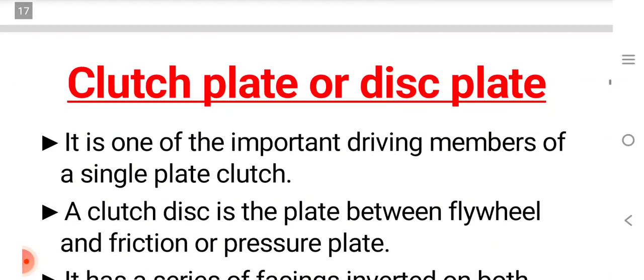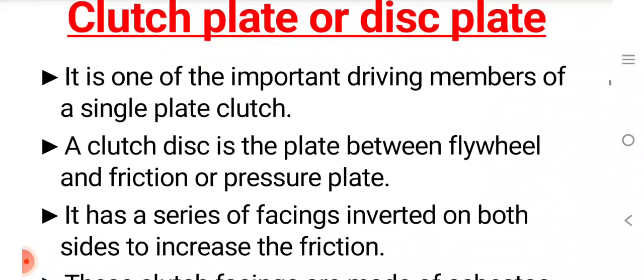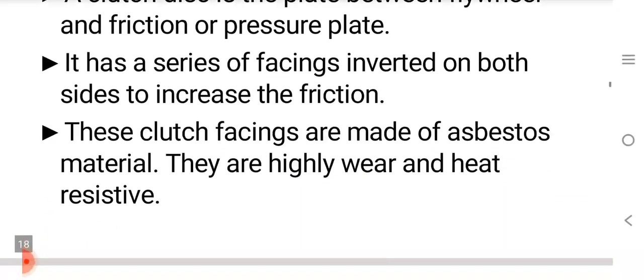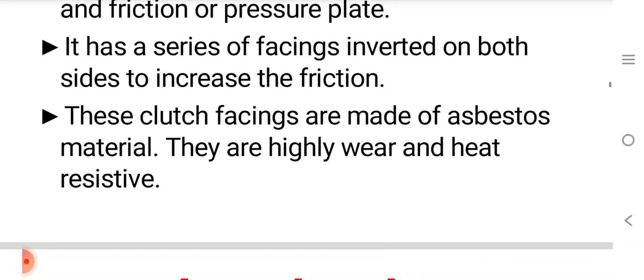Clutch plate or disc plate. It is one of the important driving members of the single plate clutch. A clutch disc is the plate between the flywheel and the friction or pressure plate. It has a series of facings riveted on both sides to increase the friction. The clutch facings are made of asbestos material. They are highly wear and heat resistant.